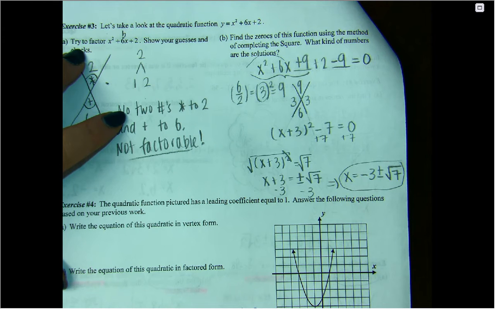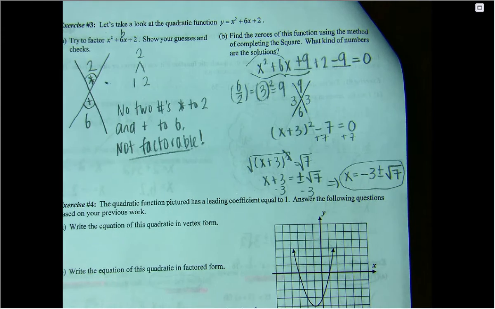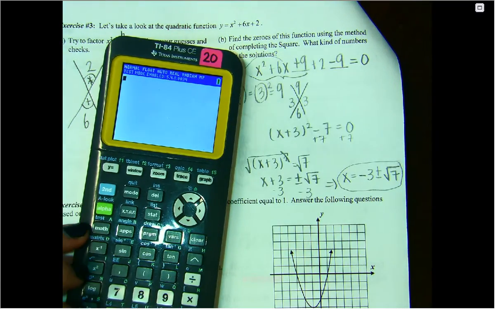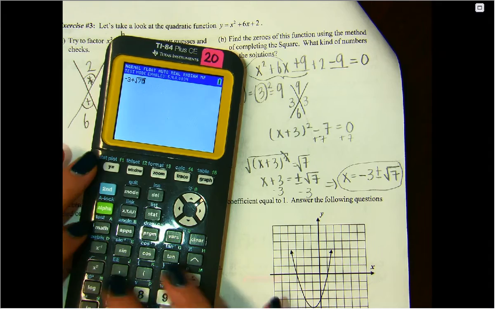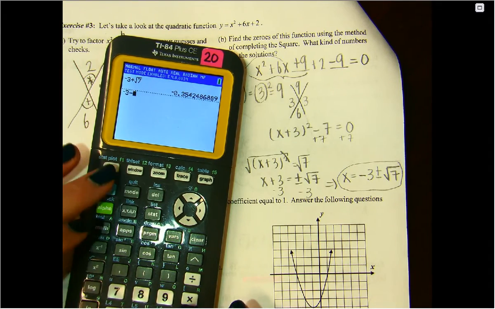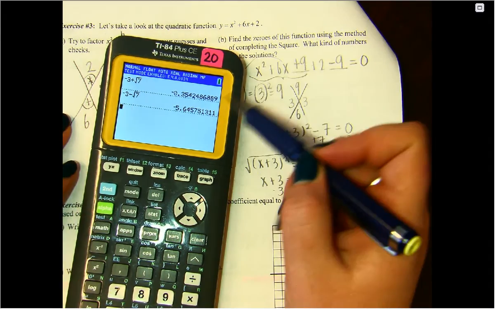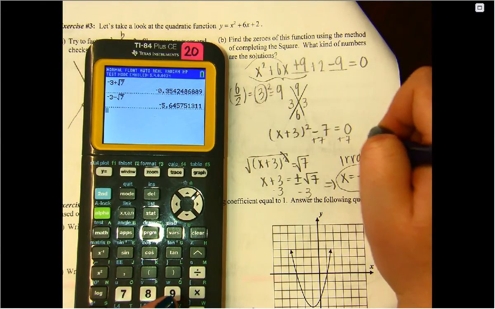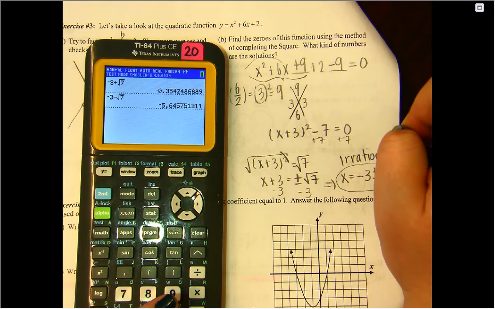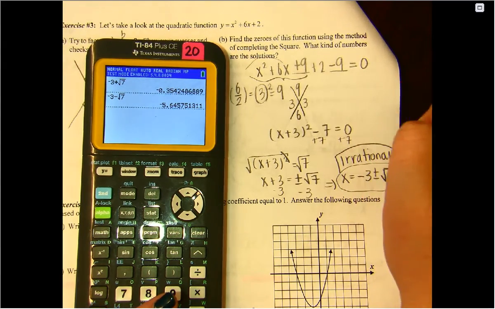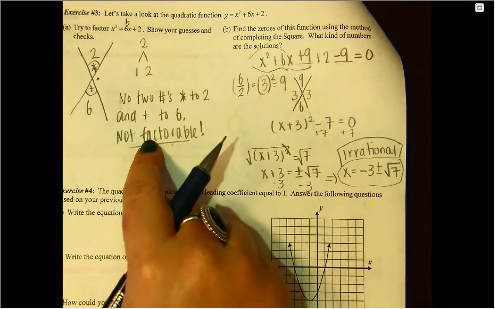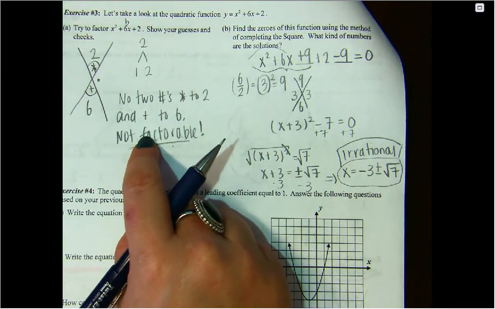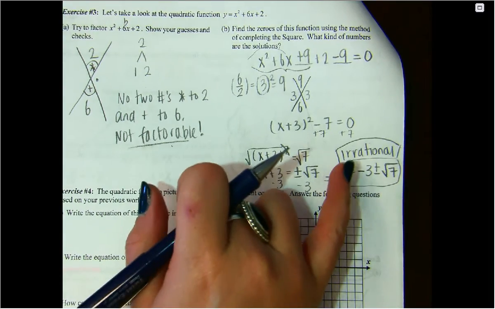What kind of numbers are the solutions? If I put this into my calculator, negative 3 plus radical 7, negative 3 minus radical 7, what are these numbers? These are irrational. When are you going to get irrational numbers? When you can't factor it. So when you can't factor it, that's when those irrational answers come.